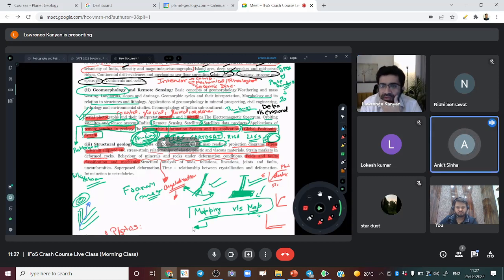Sir, if they don't mention any particular classification and they simply ask about the classification of folds, should we mention in brief both Flutie and Ramsey? And same question with faults. If they don't mention anything and simply ask on classification of fault, should we just mention the Anderson classification and move on?